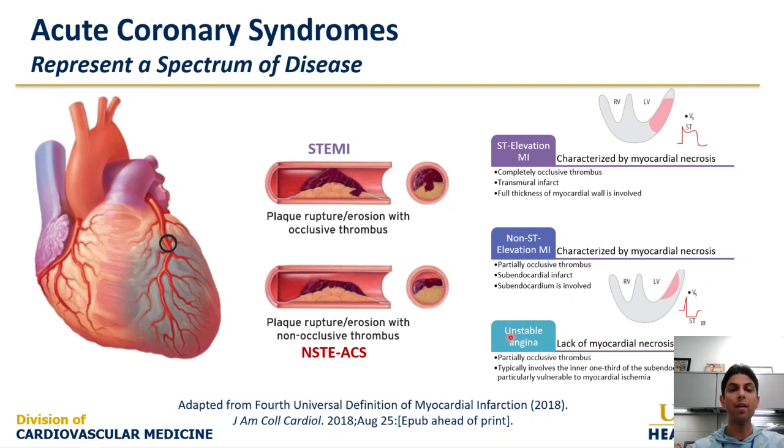In contrast, we have unstable angina, where there's a lack of myocardial necrosis. This also can be due to a partially occlusive thrombus. It typically involves the inner one-third of the subendocardium, which is particularly vulnerable to myocardial ischemia.